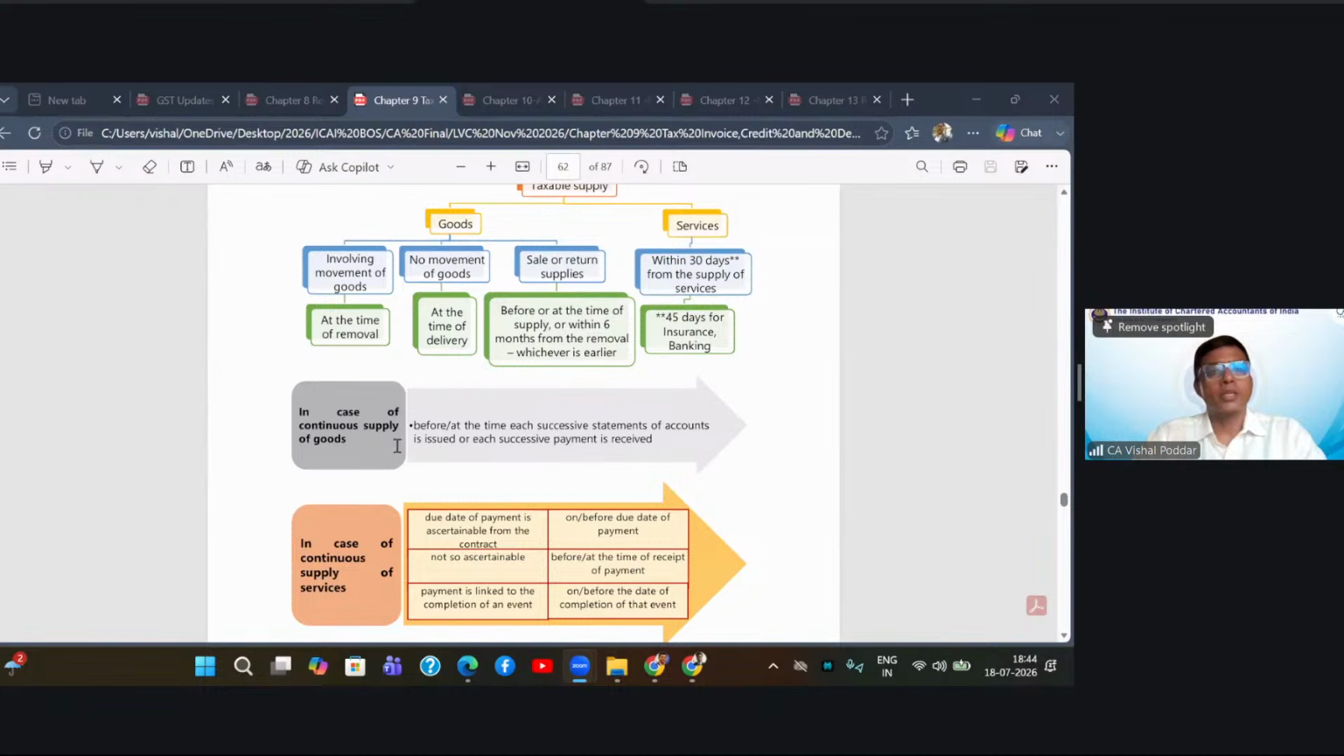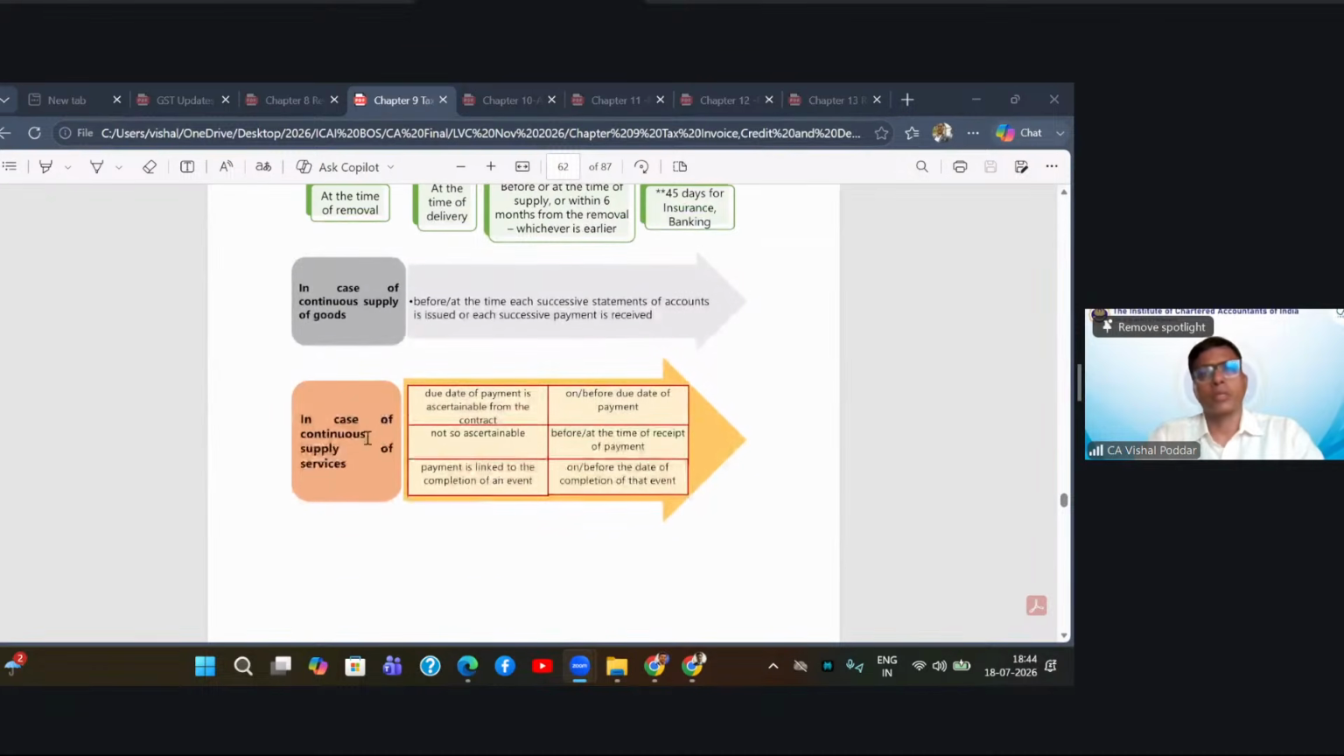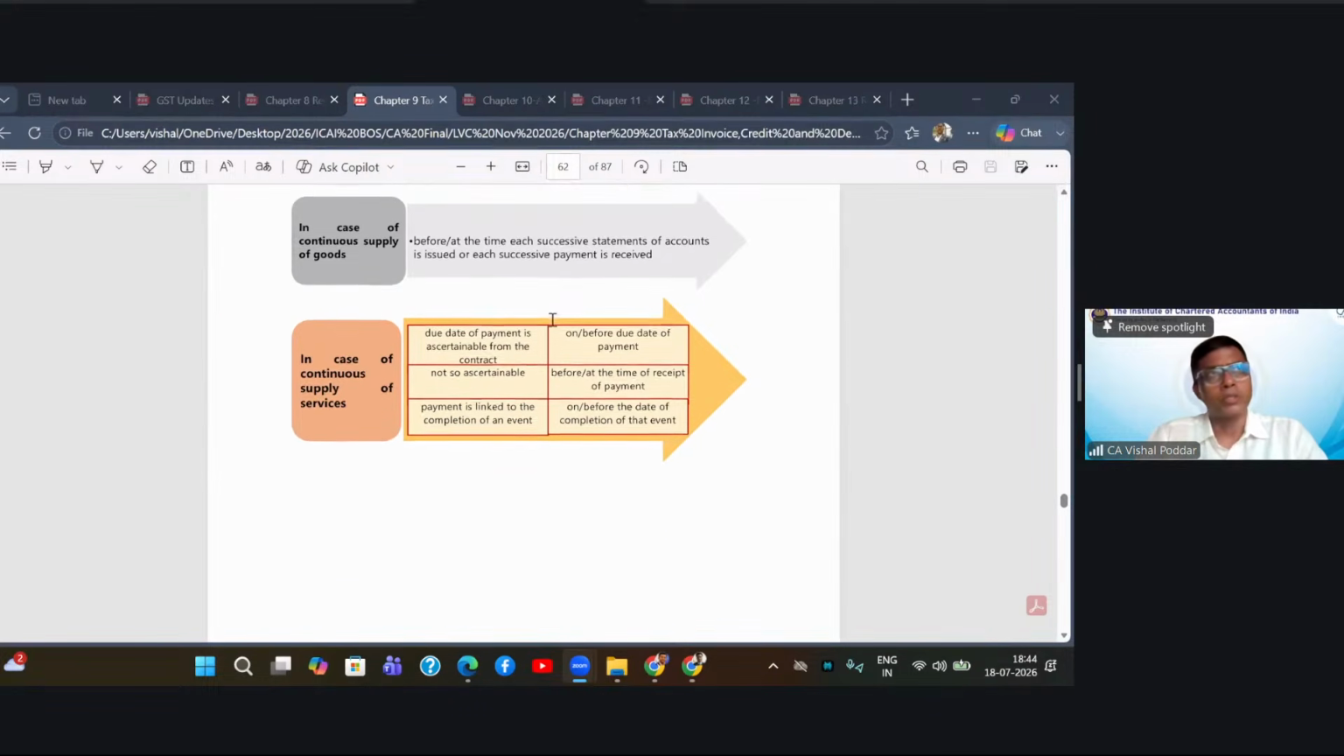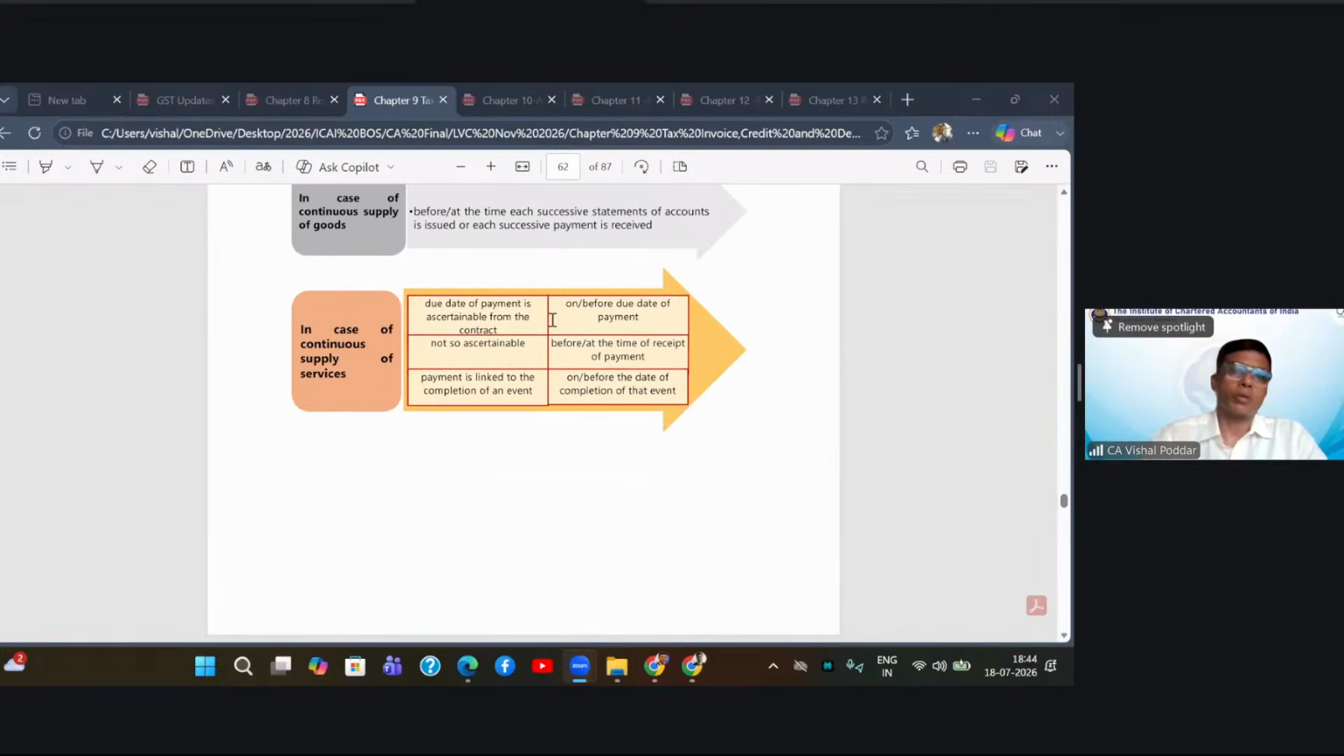Now, in case there is continuous supply of goods, the invoice for goods in such cases has to be issued at the time each successive statement of accounts is issued. So as per your contract of this continuous supply of goods, whatever is the date for issuing the successive statement of accounts, that date is the date of issuing invoice, or where successive payments are to be made as per your contract, that date of successive payment. So this is the date of preparing the invoice.